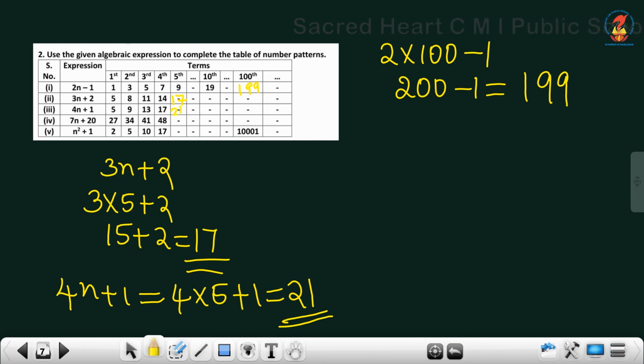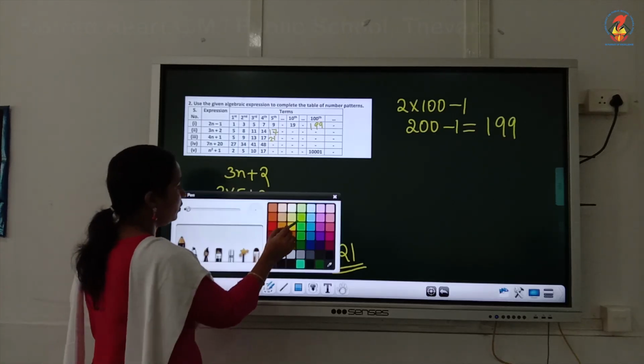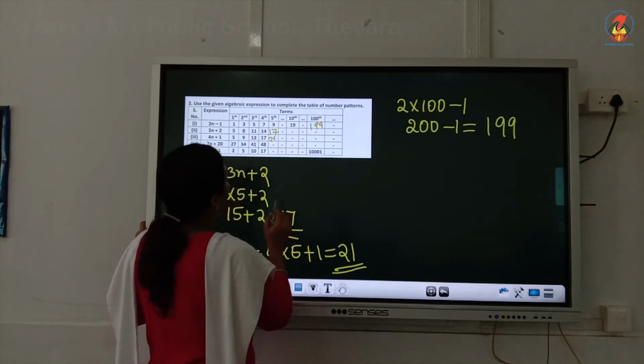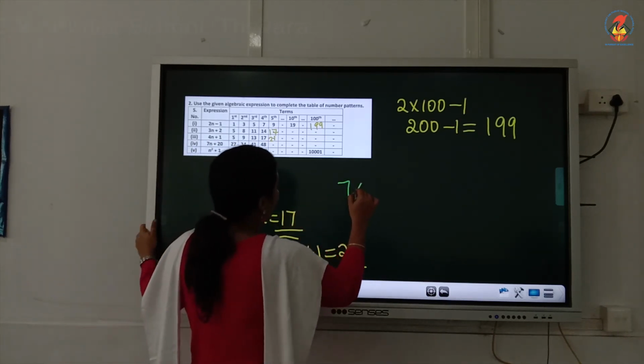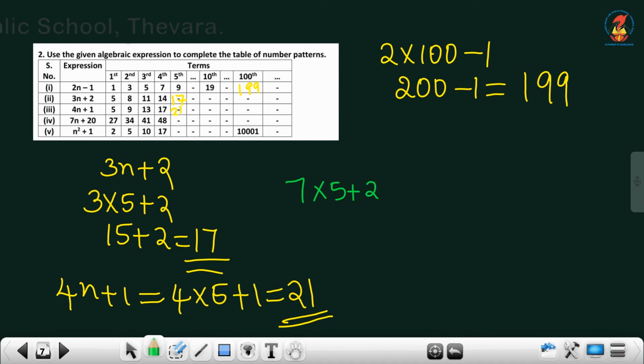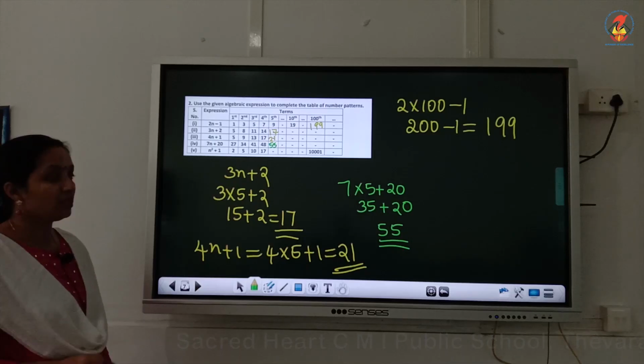In the same way, 7n plus 20 is the nth term. We have to find the fifth term. How will we find it, children? 7 into 5 plus 20. That means 35 plus 20 is equal to 65. Sorry, not 65, 55. So what is the answer here? 55.